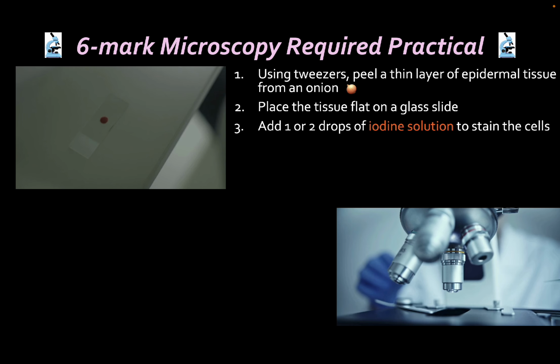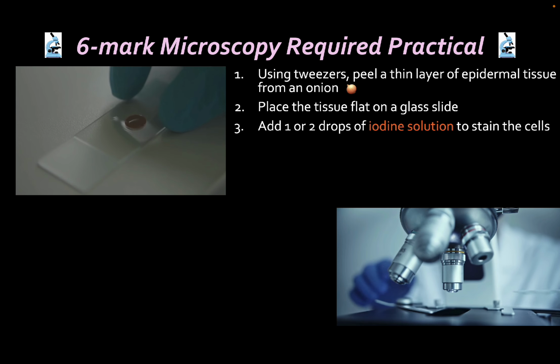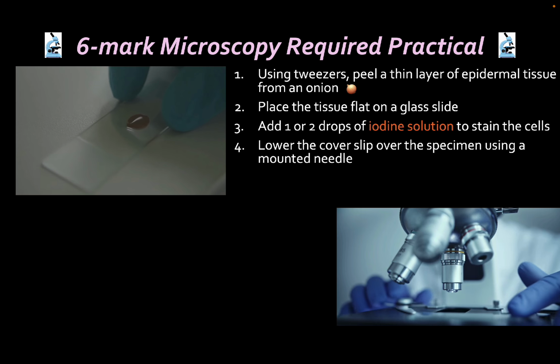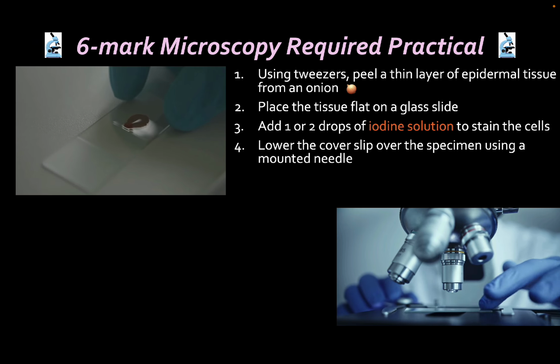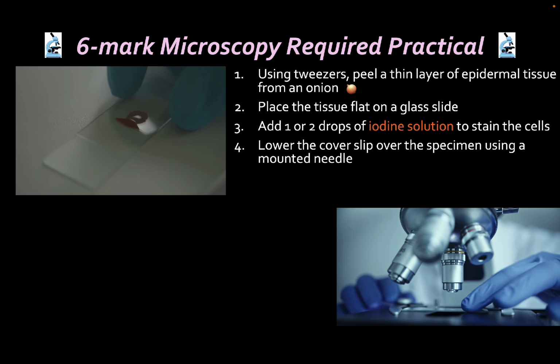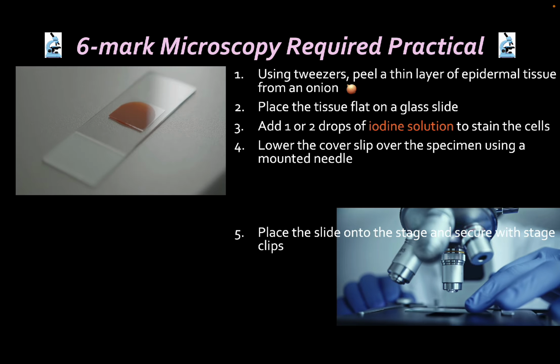Step 3, add 1-2 drops of iodine solution. Sometimes you can use methylene blue, but iodine should be fine, to stain the cells. This makes the features such as your nucleus and cell wall more visible. Step 4 is lower the cover slip over the specimen using a mounted needle, ensuring there are no air bubbles trapped that can obscure the view.